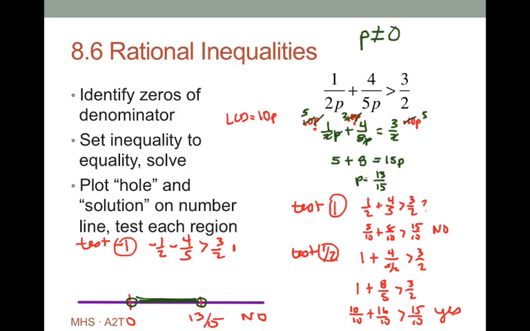And finally, we test negative 1. Negative 1/2 minus 4/5 is greater than 3/2. No, it does not. So we will not plot that part. Now notice I put an open circle at the 0 because that's a discontinuity. p equals 0 can never be true, so we leave that as an open circle. 13/15 is also an open circle because we're dealing with an inequality that has a greater than sign as opposed to a greater than or equal to sign. And that concludes our review.